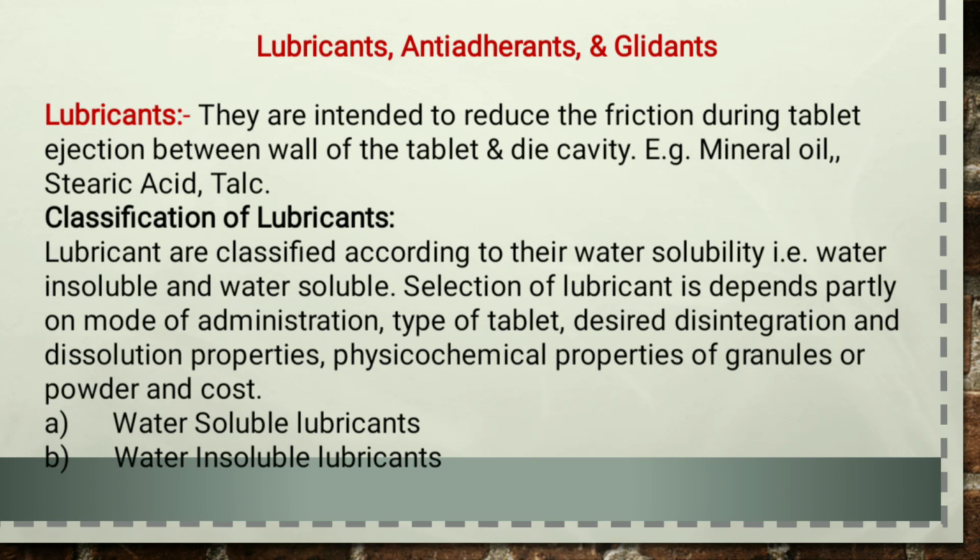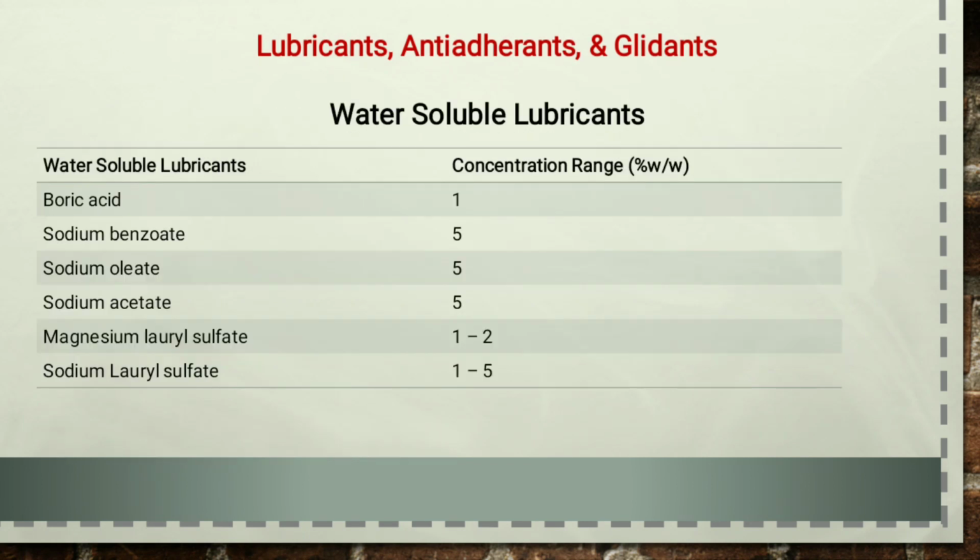So now we will be seeing the examples of water soluble lubricants and water insoluble lubricants. Here are some of the water soluble lubricants: boric acid in the concentration of 1% weight by weight, sodium benzoate in concentration of 5% weight by weight, sodium oleate in the concentration of again 5% weight by weight, sodium acetate 5% weight by weight, magnesium lauryl sulfate in the concentration of around 1 to 2% weight by weight, and SLS in the concentration of 1 to 5% weight by weight are used as water soluble lubricants.